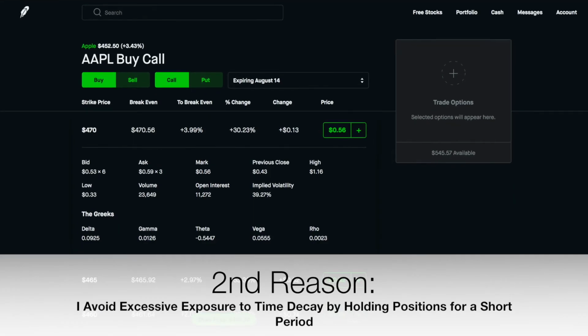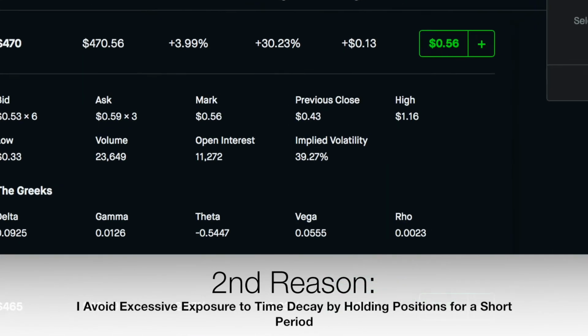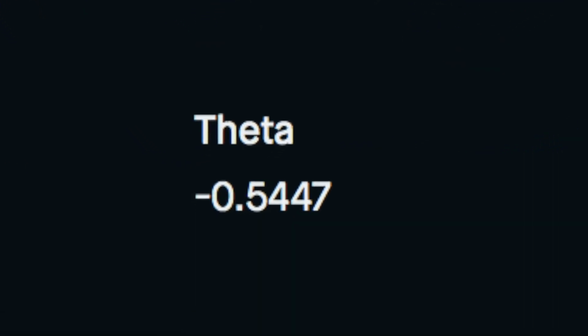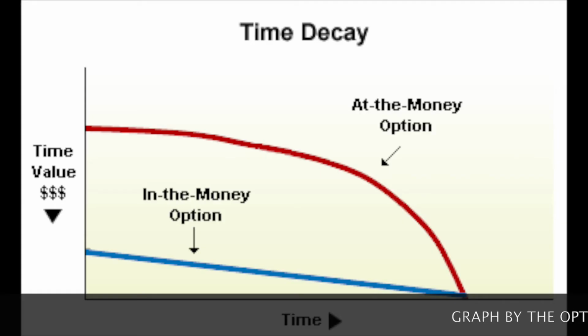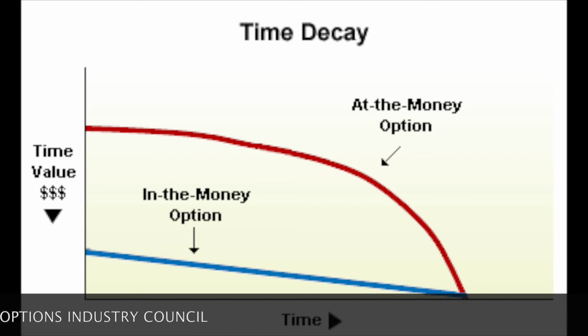My second reason for swing trading options is that I avoid experiencing long periods of theta decay due to holding these positions for such short periods of time. These short-term positions minimize the losses from time decay from holding positions for long periods of time.